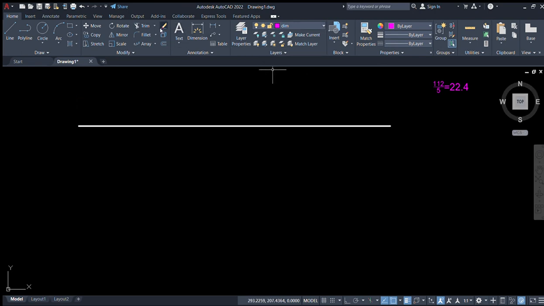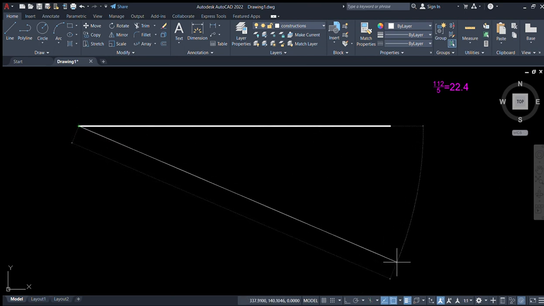First, you draw the line as directed. Now, second, construct another line, a slanting line here at an angle less than 90 degrees, of any length, and divide this slanting line into 5 equal parts.